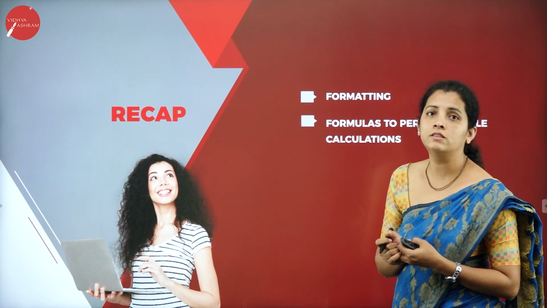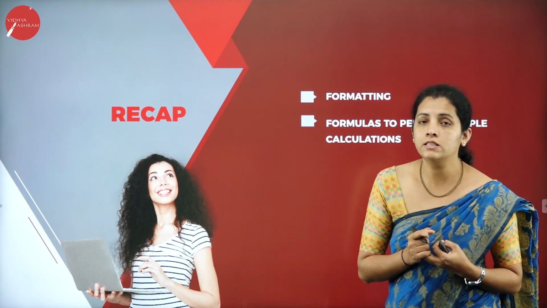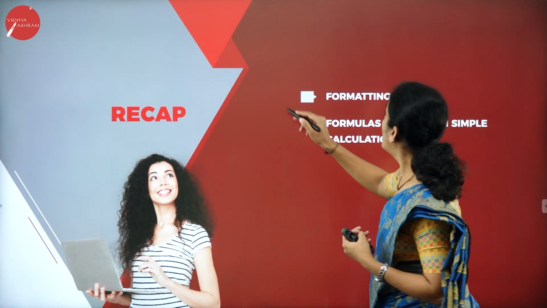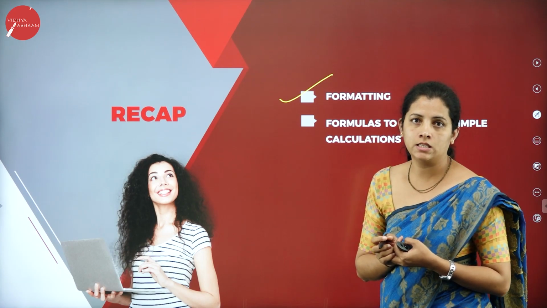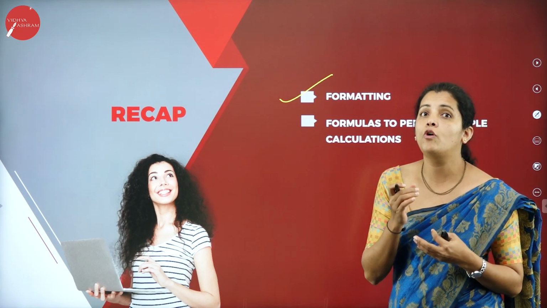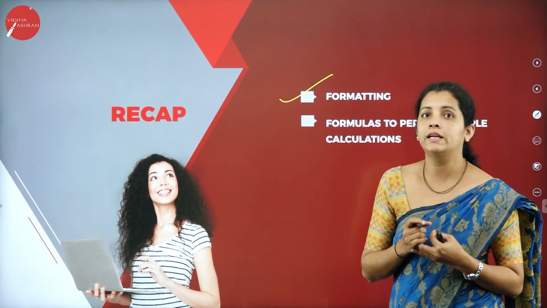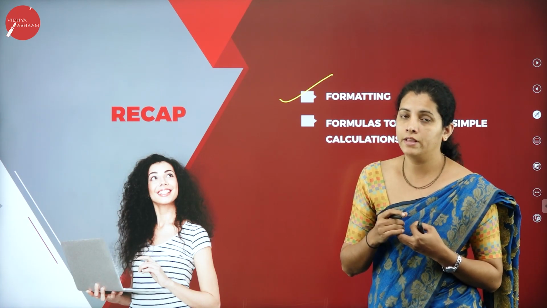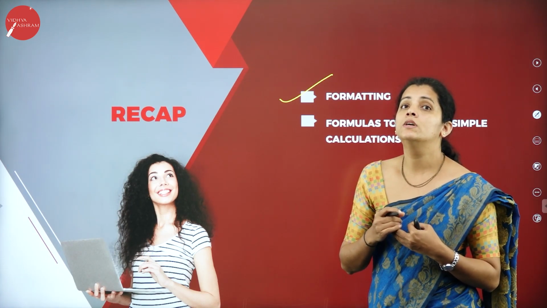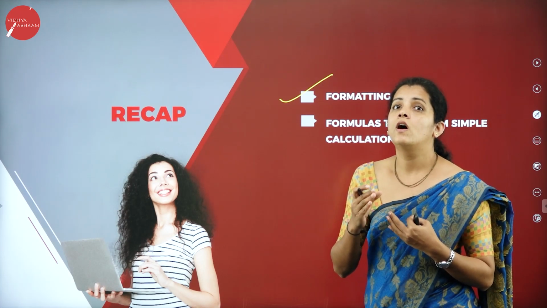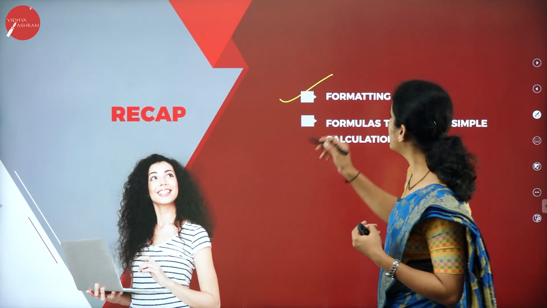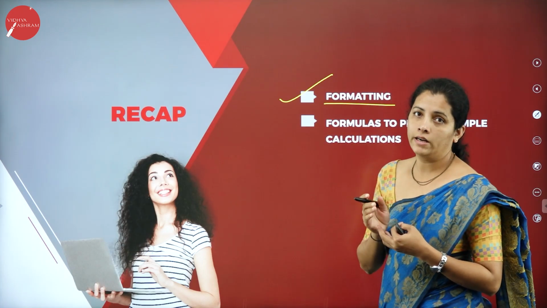Before starting today's session, let me recall what I discussed in my last session. In my last session, we learned how to format the cells. That means the different kinds of formatting options I have. I can set the font style, font color, everything. Along with that, I can set the cell border, or change the cell border color, etc. This is the way I can format my text.